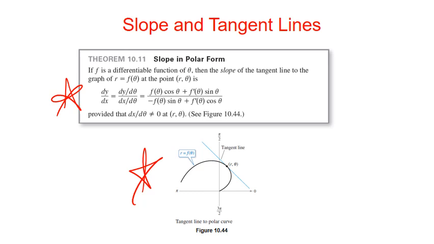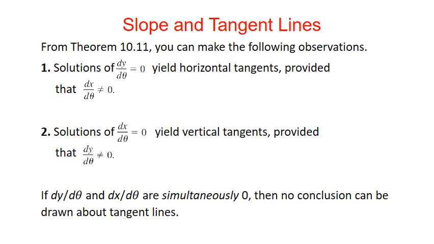So a couple things you may want to figure out are when there are horizontal and vertical tangents. Remember, just like before that we discussed, horizontal tangents occur when this is equal to 0, whereas vertical tangents occur when the denominator is equal to 0. And that's what I'm illustrating on this next slide. So if dy d theta is equal to 0, we'll have a horizontal tangent, whereas if dx d theta is equal to 0, there will be a vertical tangent. Okay, so nothing crazy there.